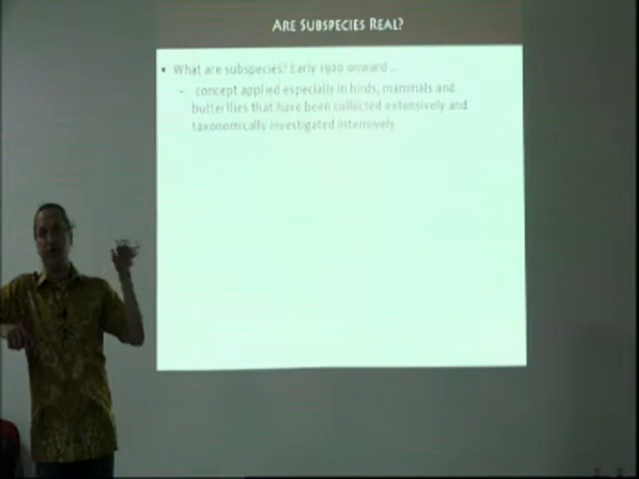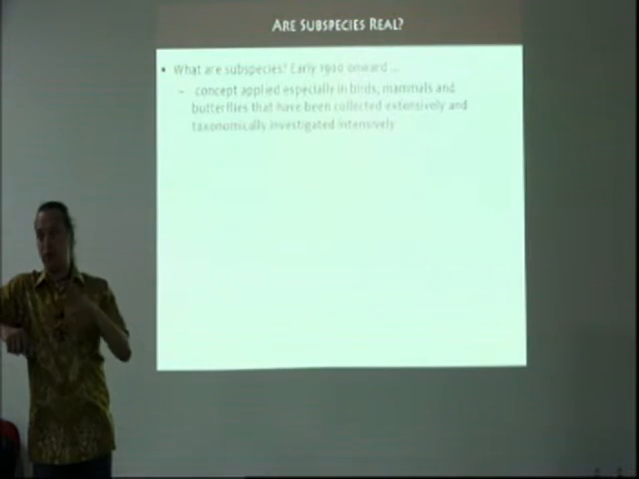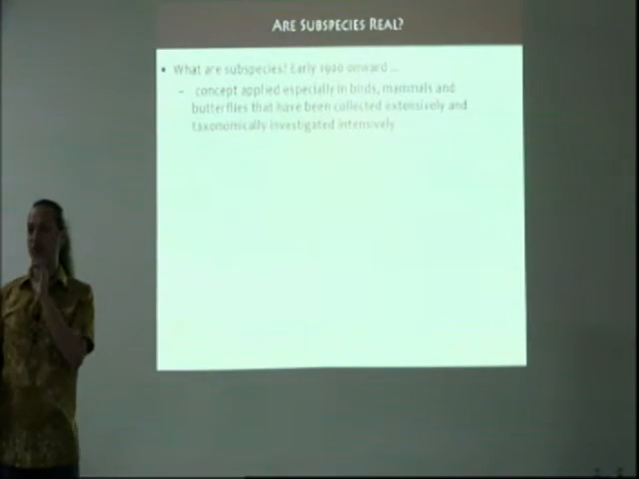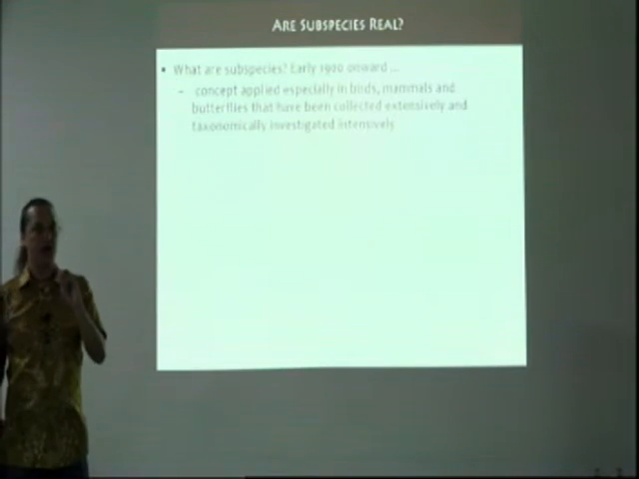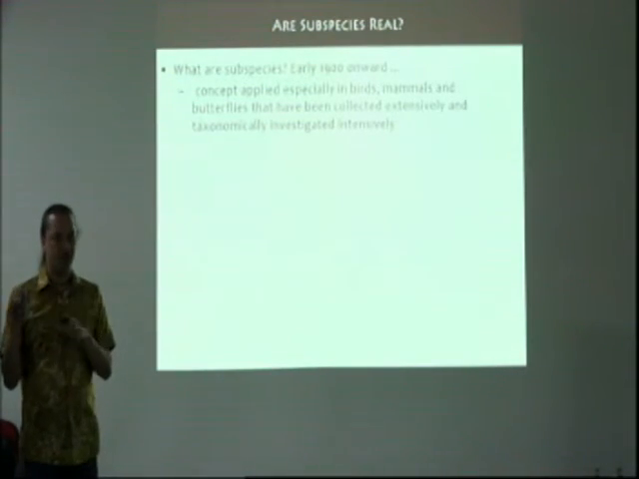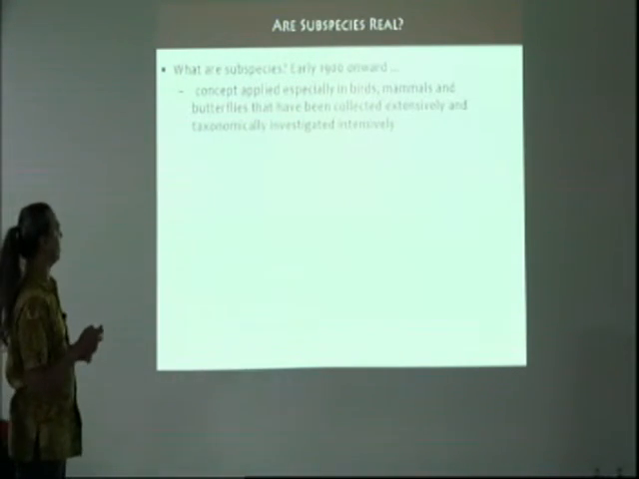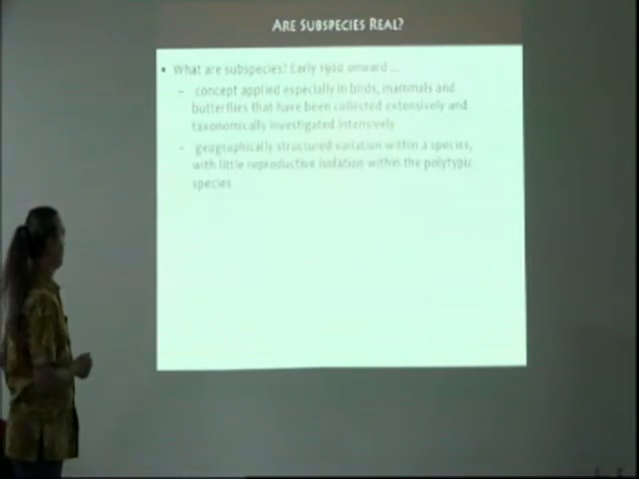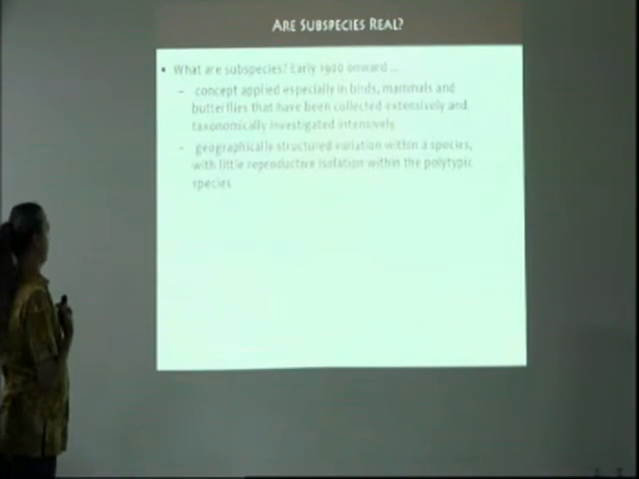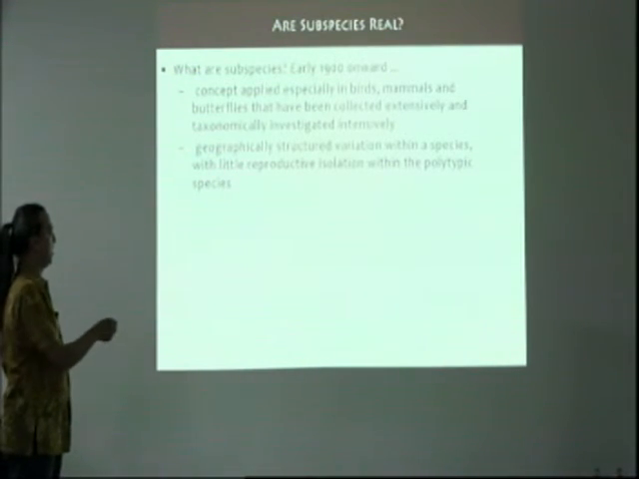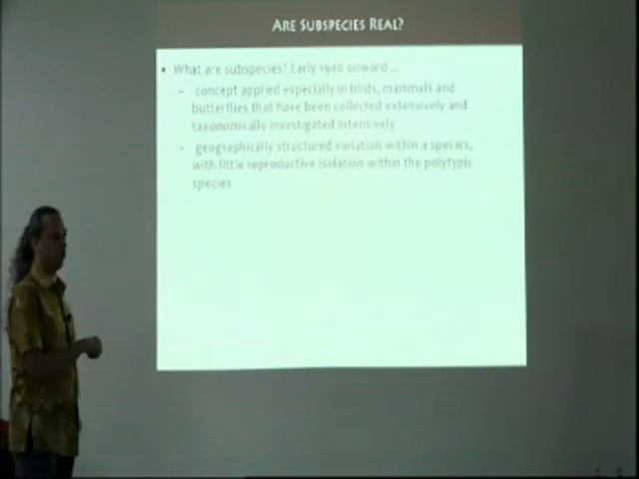So we went from linear binomial taxonomy or nomenclature to trinomial. So you have genus, species and subspecies, and at least for a lot of birds, mammals and butterflies, subspecies is the smallest taxonomic unit. Okay. Now we won't go into issues in taxonomy about what subspecies means and how to distinguish between them. We'll look at it more from an evolutionary perspective, and from an evolutionary perspective, a subspecies is a geographically structured variation within a species with little reproductive isolation within the polytypic species.